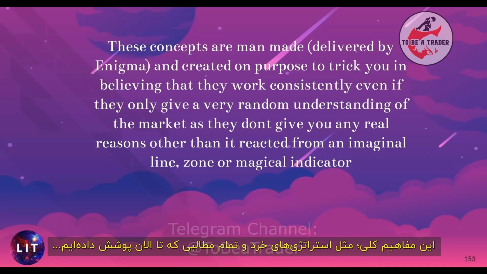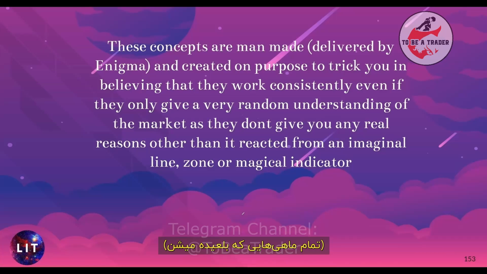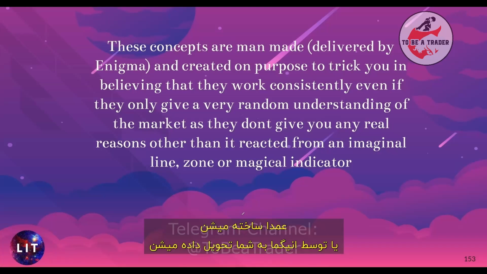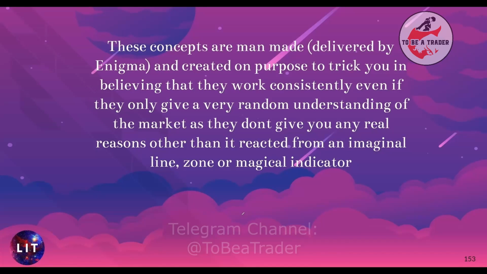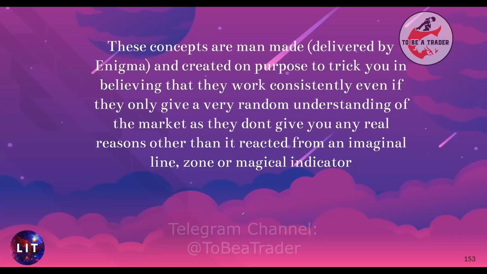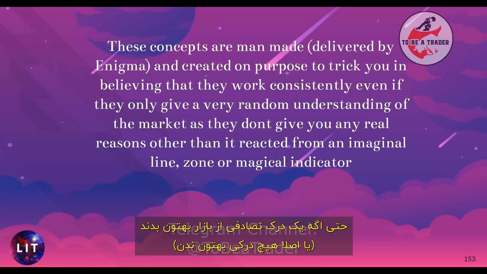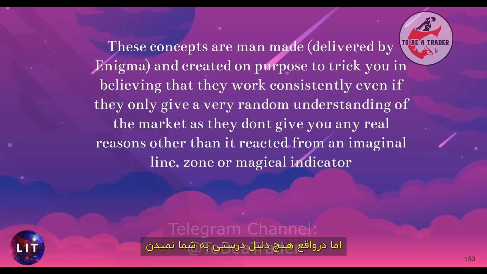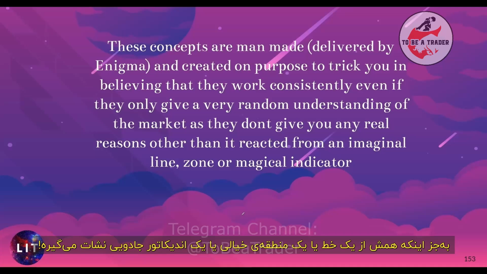These overall concepts, these retail strategies, all the stuff we covered so far, all the fish that get eaten. You just need to understand that these strategies are built on purpose, or delivered by the Enigma and created on purpose to trick the retailers into believing that they work consistently, even if they only give a very random or even no understanding at all, and don't really give you any real reasons other than it reacts from an imaginary line, or a zone, or even a magical indicator.